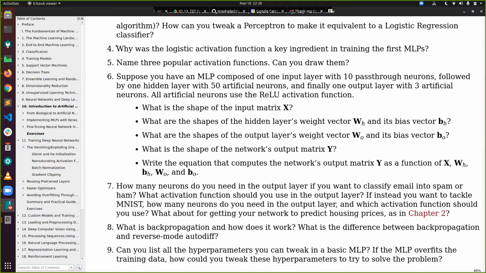Why was the logistic activation function a key ingredient? Yeah, I do remember that. Three popular activations, I guess ReLU, sigmoid, and I don't know if they count step, the Heaviside function, as an activation. The step one, it's not popular anymore, right? Yeah, it's definitely not popular.